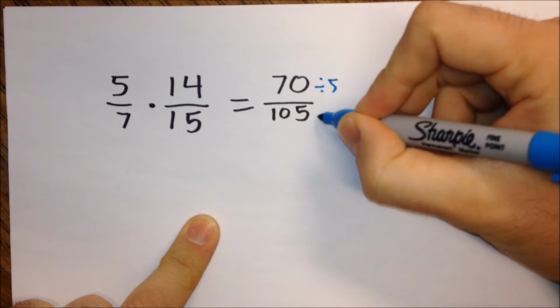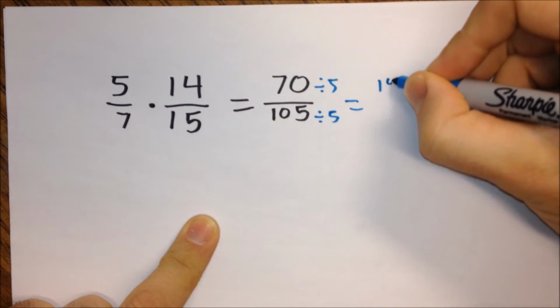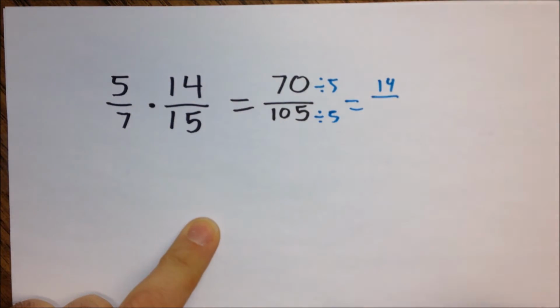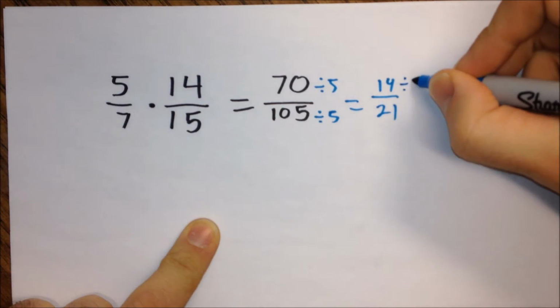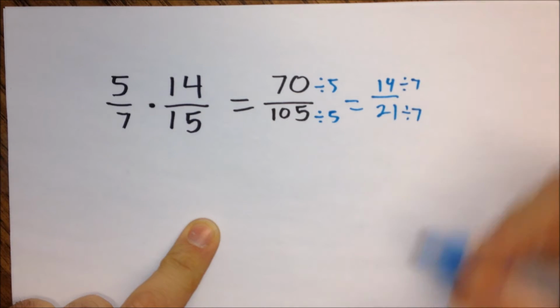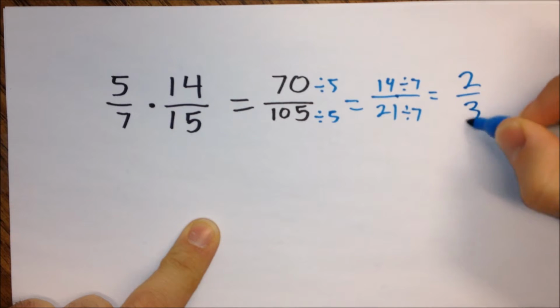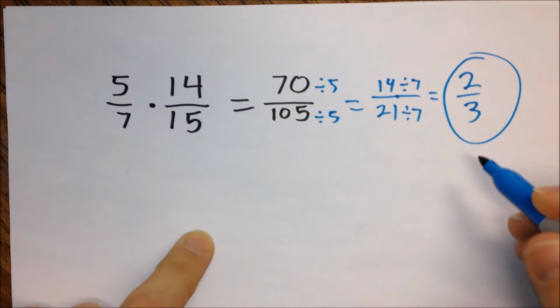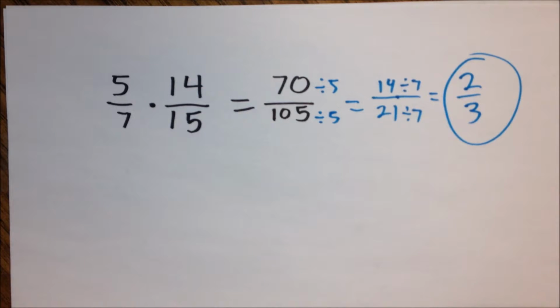because I've noticed that they are both obviously divisible by 5. And what I end up with on top is 14, and on the bottom is 21. Now, I notice 21 and 14 are both divisible by 7. So that's divisible by 7, and that's divisible by 7, and it looks like I end up with a 2 on top and a 3 on bottom. So 2/3 is a much more pleasing-to-the-eye answer than 70 over 105.